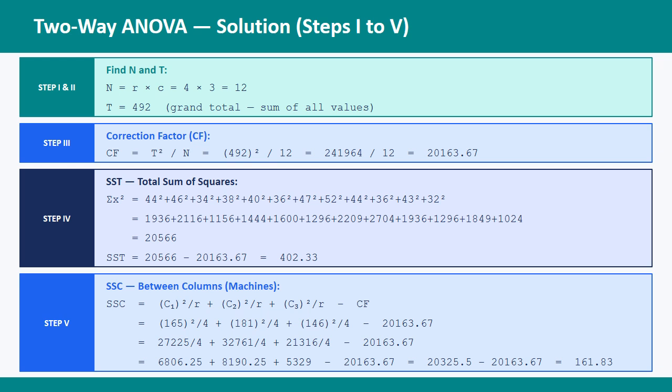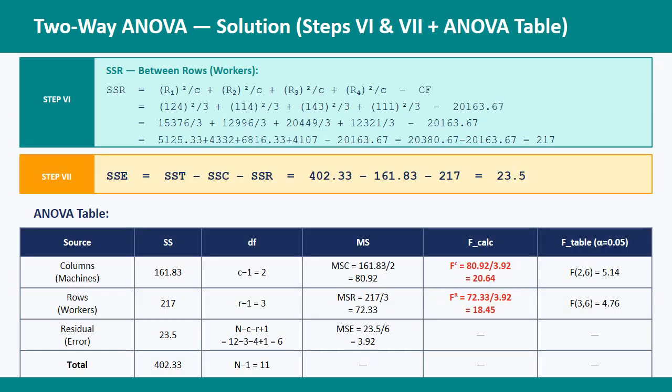And then step 4 is finding the total sum of squares. The total sum of squares is summing up the squares of all the values, and then subtracting the correction factor. So it is going to be 20566 minus 20163.67, which is 402.33. And then step 5 is finding the sum of squares between columns. Here columns represent the machines. So SSC is going to be the sum of squares between the columns minus the correction factor. So the value of SSC is going to be 161.93.